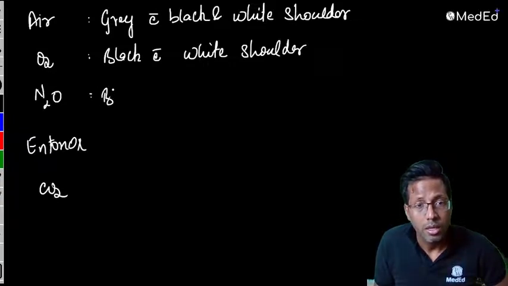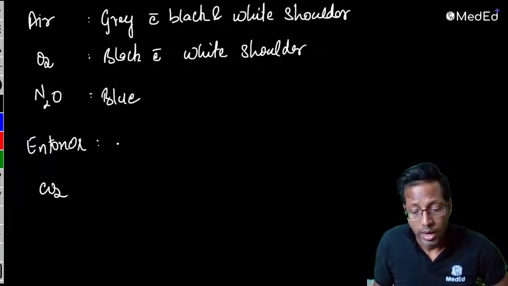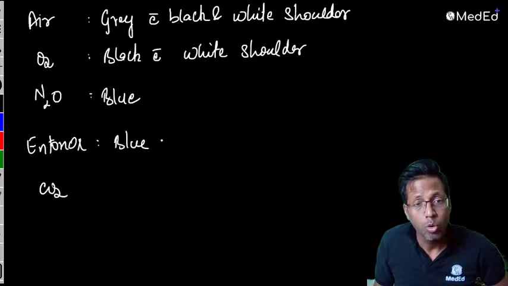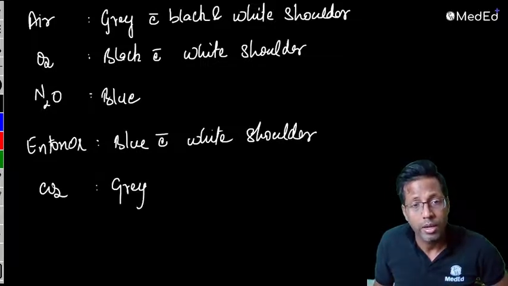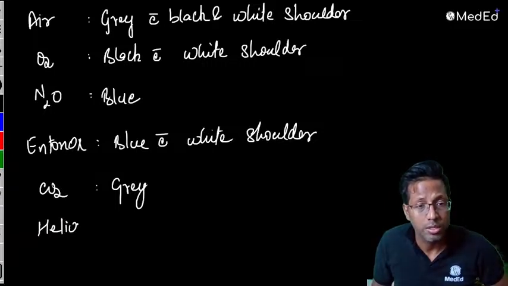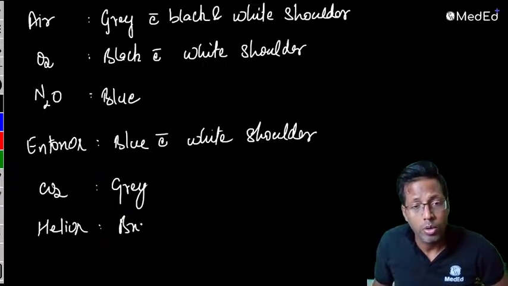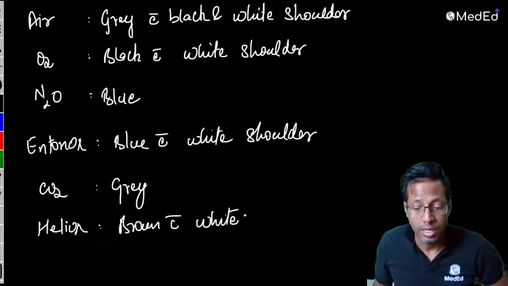Nitrous oxide is blue in color. NOx is basically blue with white, or blue with a blue and white shoulder. Carbon dioxide is grey in color, right? You can also know helium. Normally it is asked along with oxygen, which is called heliox. That is brown in color with white. Okay, that is helium or heliox.